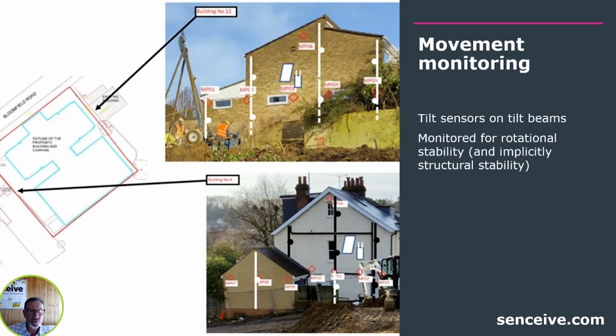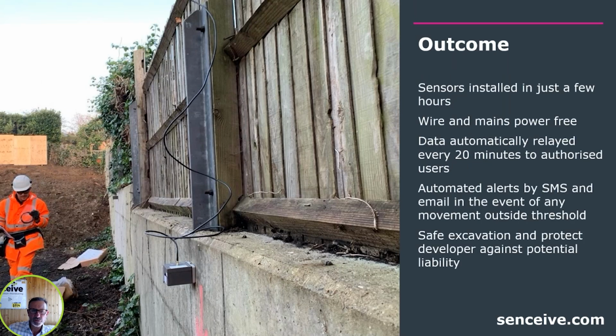We've put some nodes on tilt beams onto each of the properties here. This work was undertaken by RSK, as you could see from the logo at the start here. 14 triaxial tilt sensors attached to tilt beams on the two building walls. An additional 8 sensors on a tilt beam on the retaining wall. Things moved around a little bit as construction progressed, which is pretty typical of a project like this. But the sensors are installed in just a short time, just a few hours. Largely they are wire and mains power free, so there's less chance of them getting snagged and having an issue.